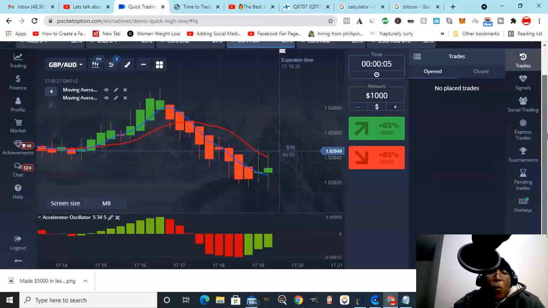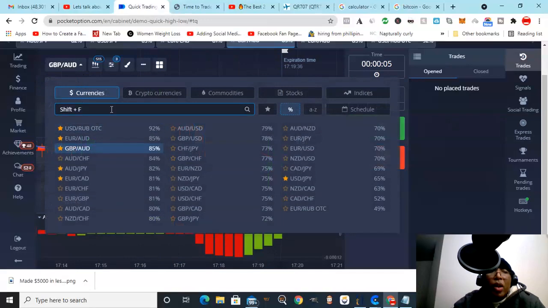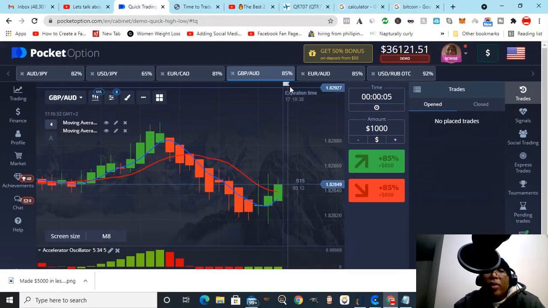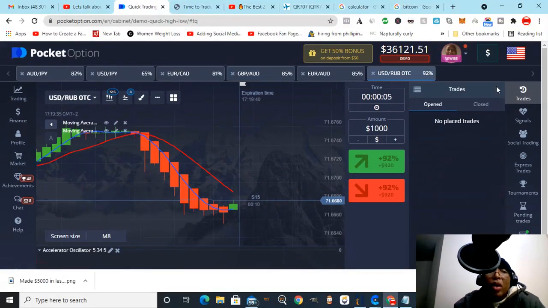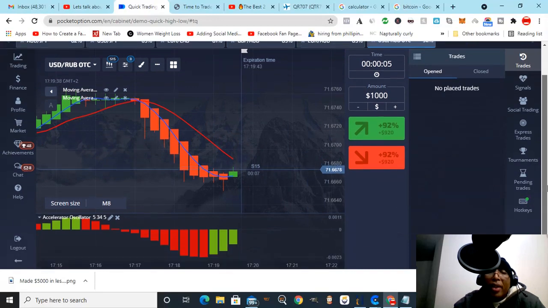All right, let's take a look at that. Okay, so it's green and it's facing down, so I'll take a call option. Okay, let's see the next candle that's forming. 1 second. All right, it's green, so we go up. And let's see if we make money.